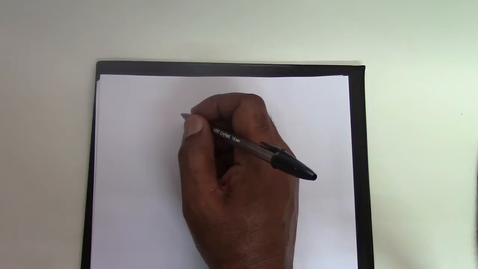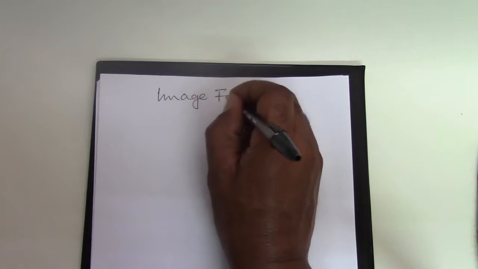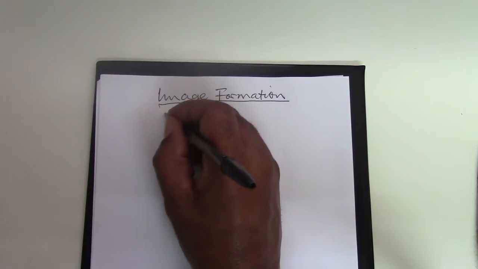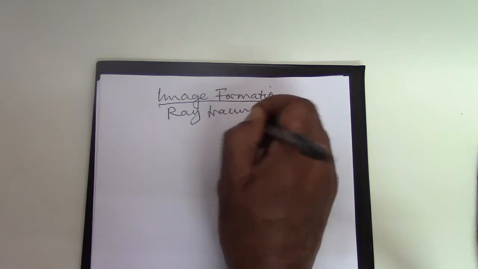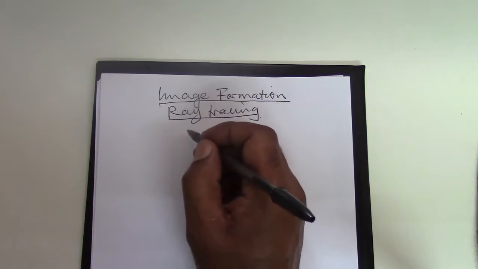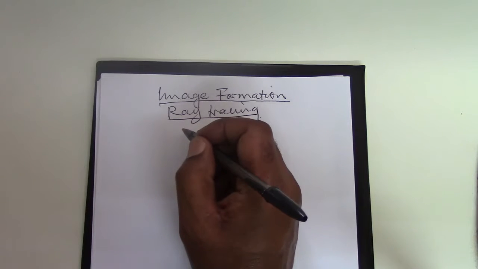We look at the last section of our study of mirrors, which is image formation. This is actually focusing on ray tracing, in order to locate the position of an image formed by a mirror.